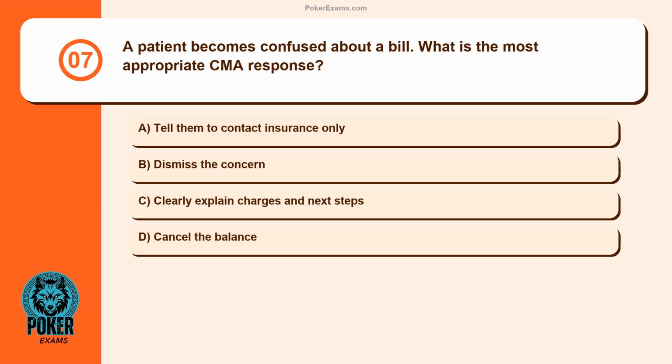Question 7. A patient becomes confused about a bill. What is the most appropriate CMA response? Tell them to contact insurance only. Dismiss the concern. Clearly explain charges and next steps. Cancel the balance.